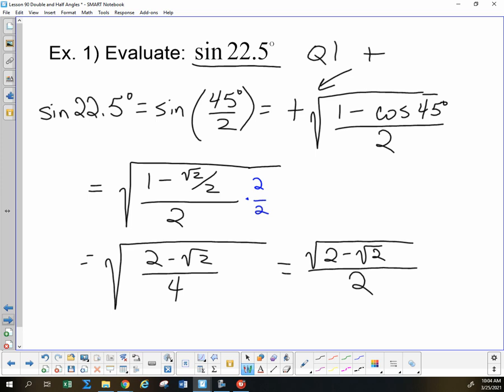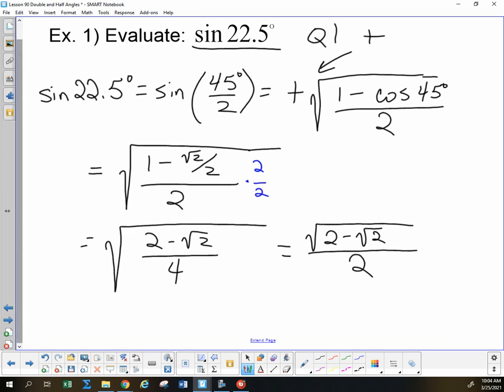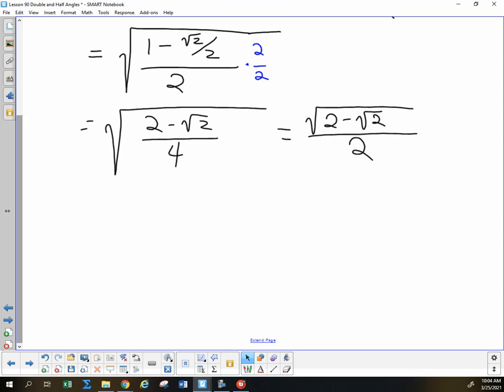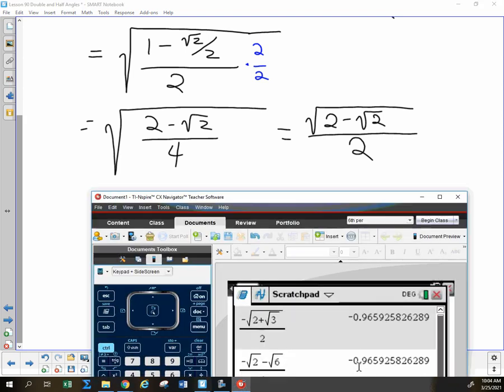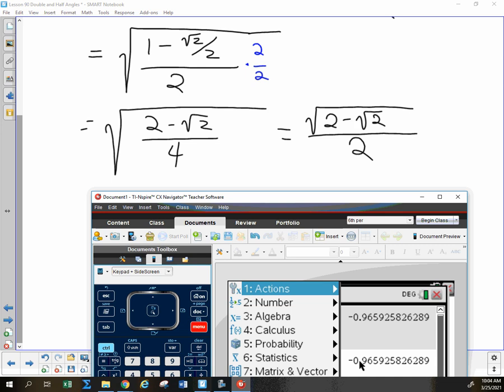So let's punch that in on our calculators just because we can. So let's do menu, where I can see a little more of it.